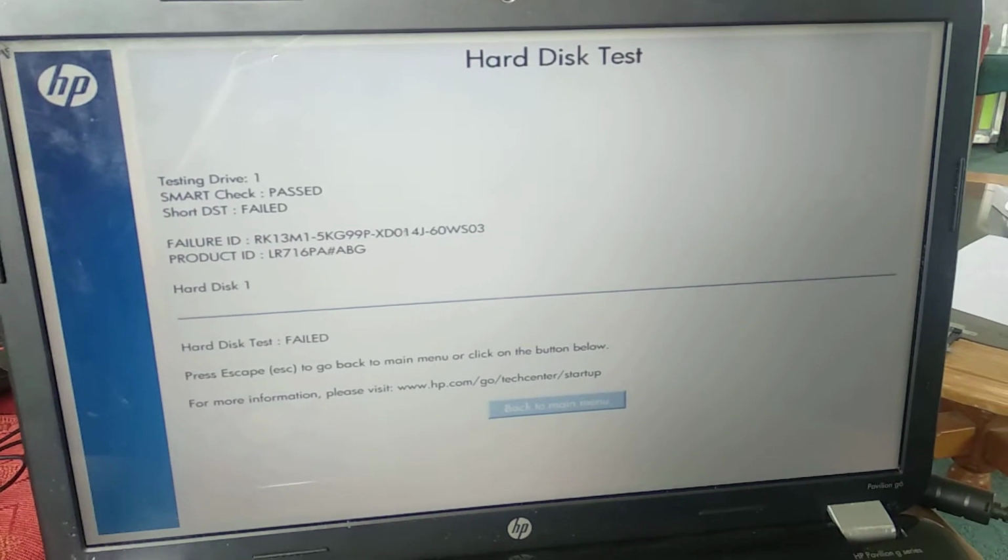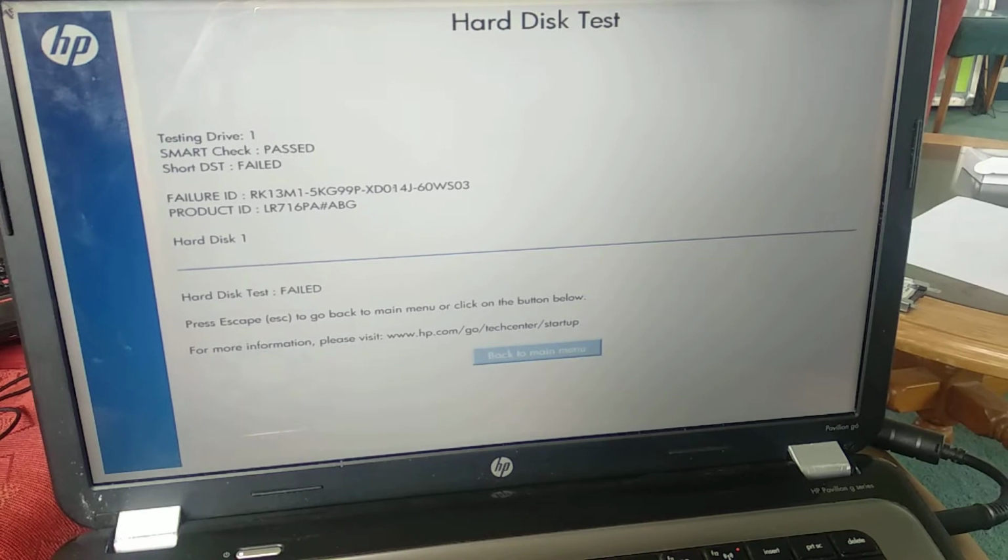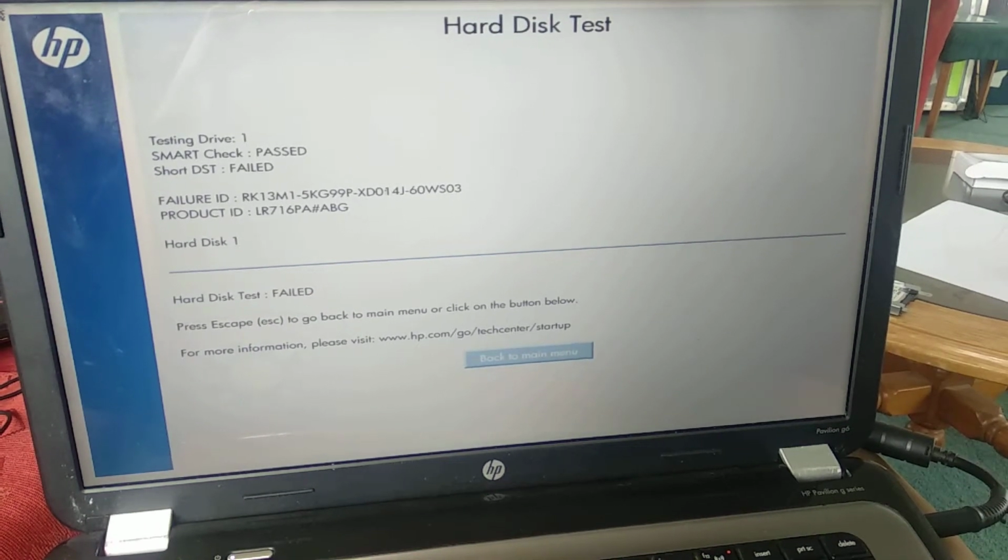Pretty much the first thing we do if a computer comes in the door and is not acting well, we want to know that the hard drive is not failing.